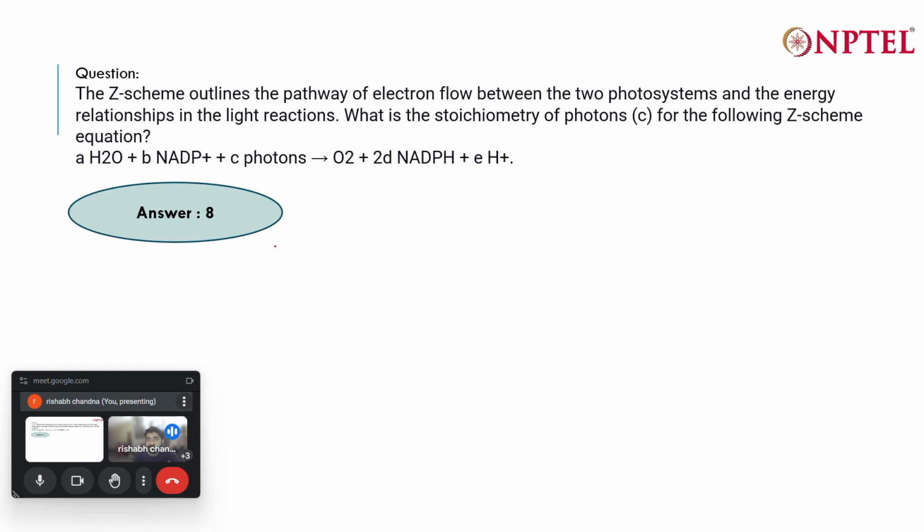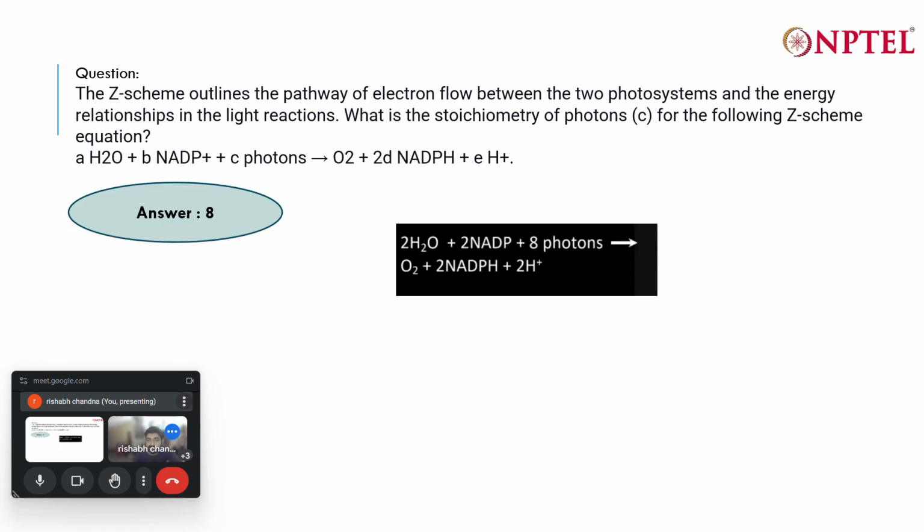So the correct answer is 8. This is the final reaction of the photosynthesis that occurs. So we have 2H2O that is involved in the production of one oxygen molecule. Two NADP molecules form two NADPH. 8 photons are required for the activation and 2 H plus are released from two water molecules. Okay, so this is 8 photons only.